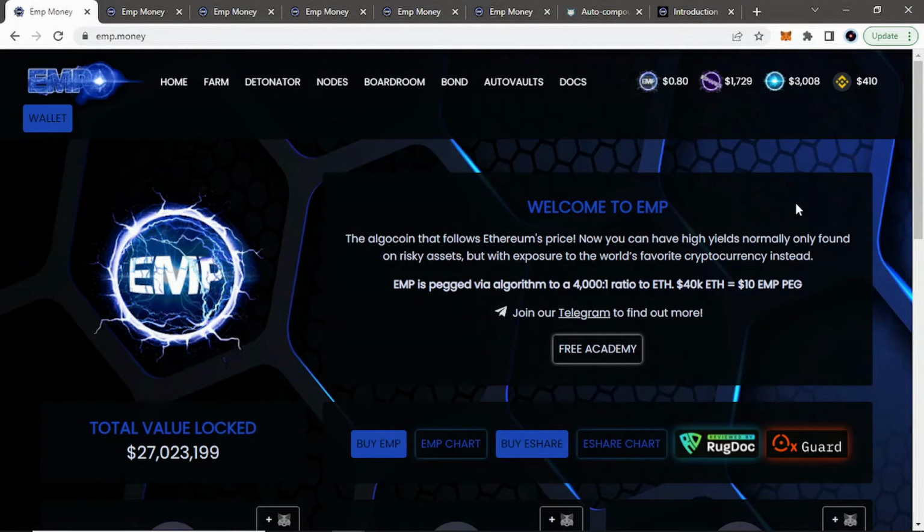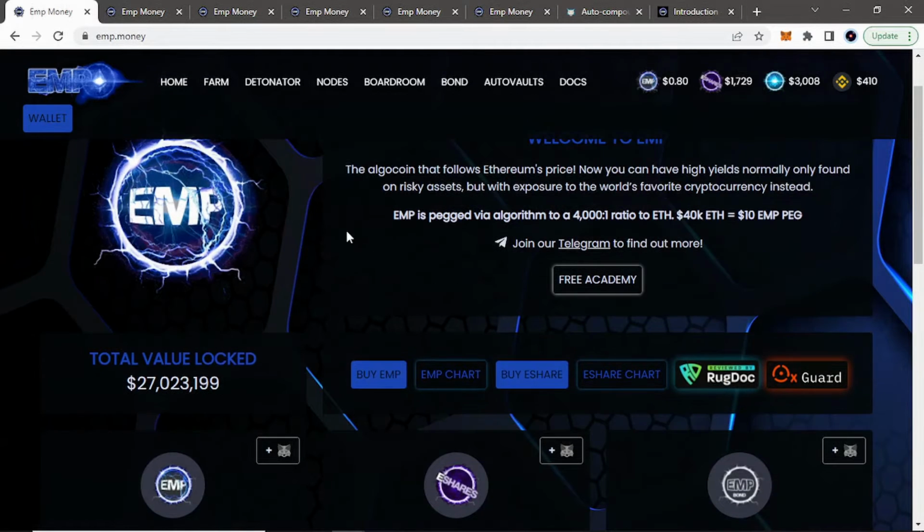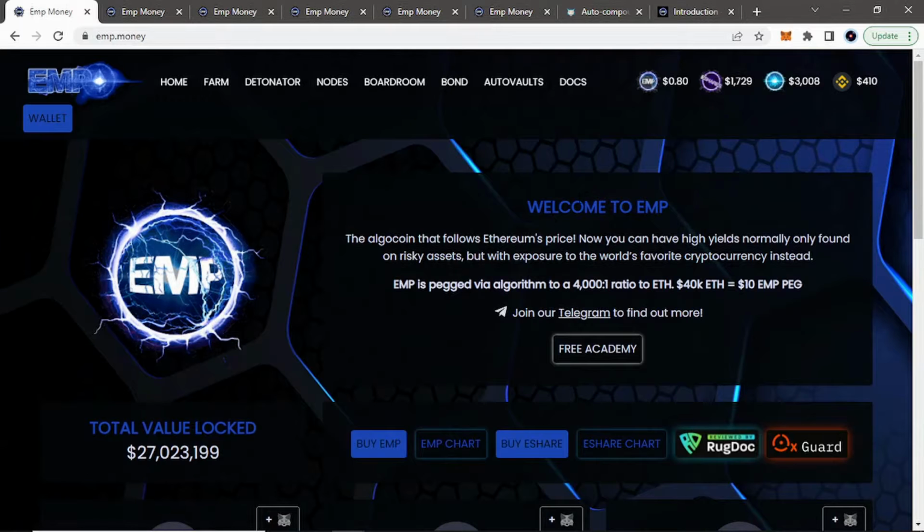Today we're going to be taking a look at another Tomb Fork on the Binance chain, and today's project is EMP Money. So if we look in here, again, another DeFi project. It is on the Binance network. And the cool thing about EMP Money is that their main token EMP is actually pegged to the price of Ethereum. So if you're bullish on Ethereum long term, this might be a project for you.